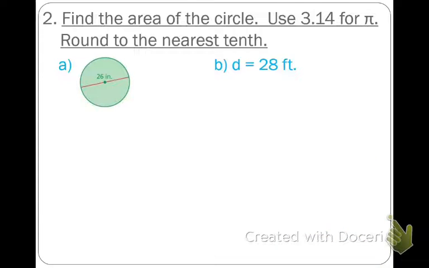All right, looking at the next one, it asks us to find the area of the circle, but to use 3.14 for pi, okay? First things first, Michaela, does it give me the radius or the diameter?